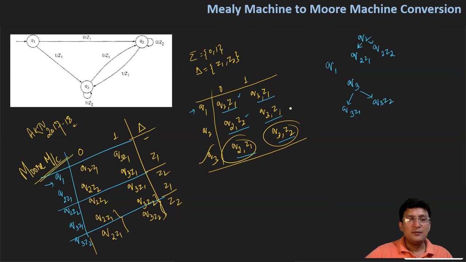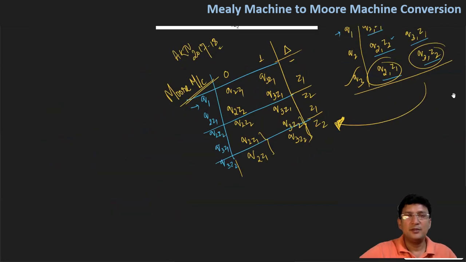You have seen that conversion of the Mealy machine to the Moore machine is easier through the table method than analyzing each state in the state transition diagram. But your answer will be incomplete unless you draw the complete state transition diagram also. So let's say I'm starting from the Q1 state, and on getting a symbol 0, I go to a state named Q2 Z1, which has the output Z1.